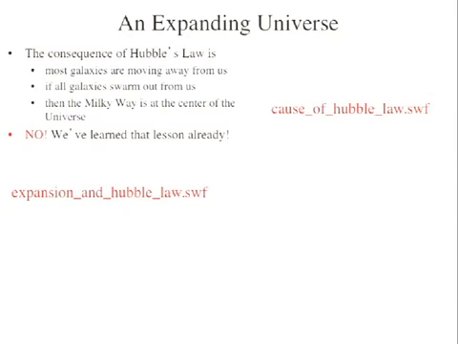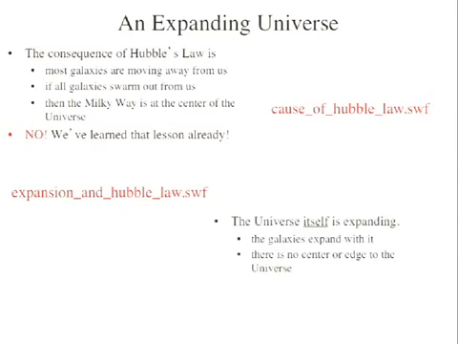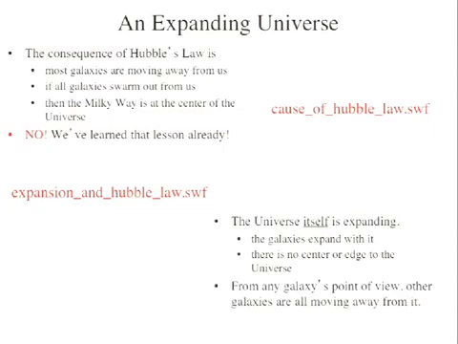The universe is expanding. Galaxies expand with it, and there's no center or edge to the universe. These are the lessons. Every galaxy looks exactly the same. That is the idea of a Copernican viewpoint. We don't think we're special. We think we see something that is characteristic of everything else. All right, now how does this work?